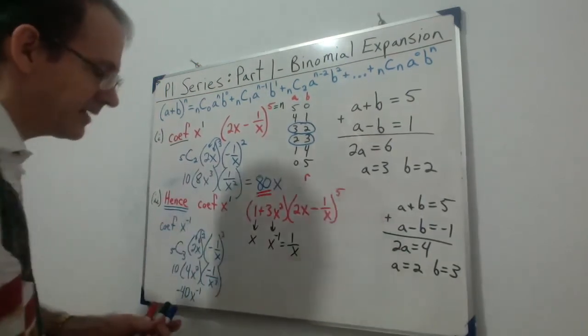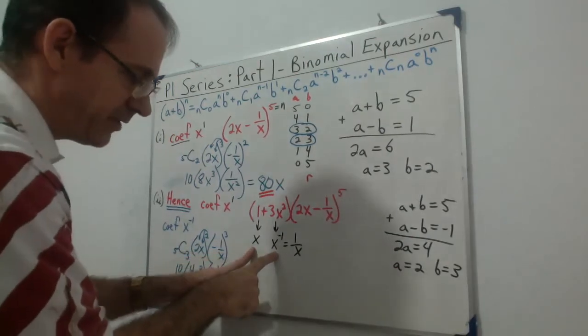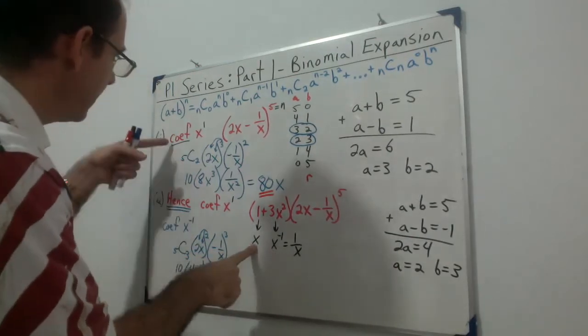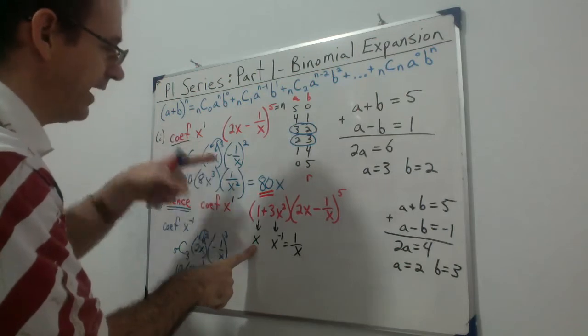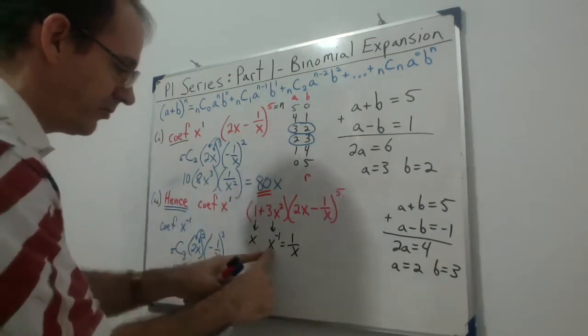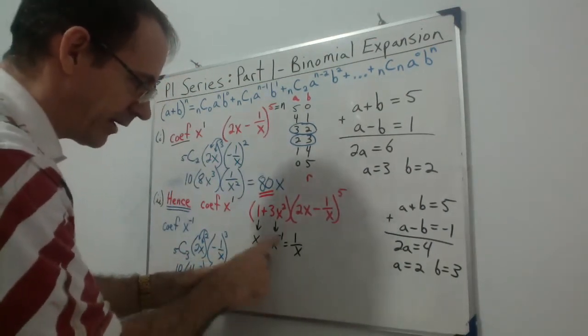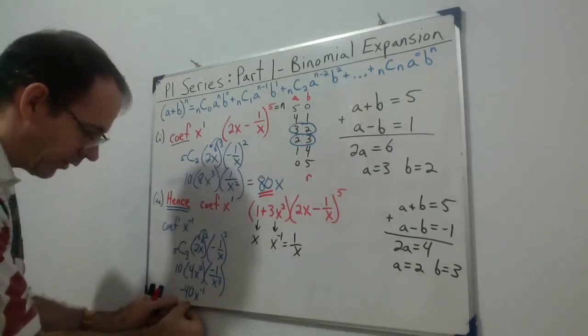So now we come back to this. We've identified the two terms that we need. We need the one with the coefficient of x. We have that. We also need the one with the coefficient for our x to the negative 1. We now have that.